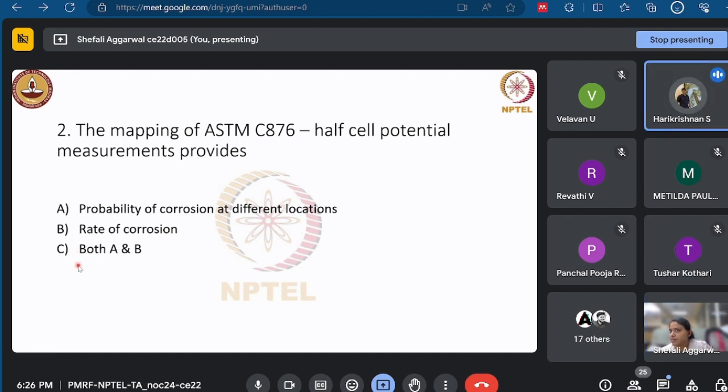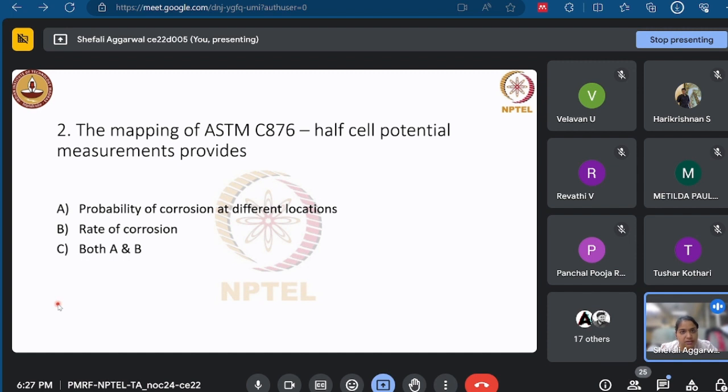Ma'am, can you just explain this procedure once, please? Okay, so in half cell potential, ASTM, we are taking a connection through our rebar. We use a three electrode system. We have a reference electrode, and the working electrode will be our rebar. We will connect these two, reference electrode and working electrode, and we will measure the potential difference.